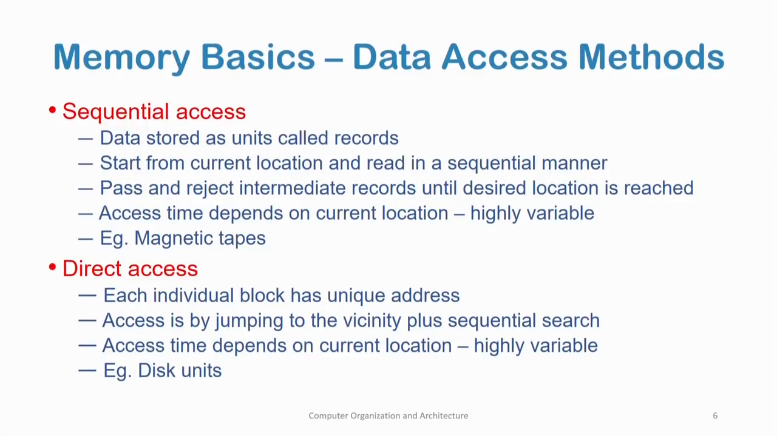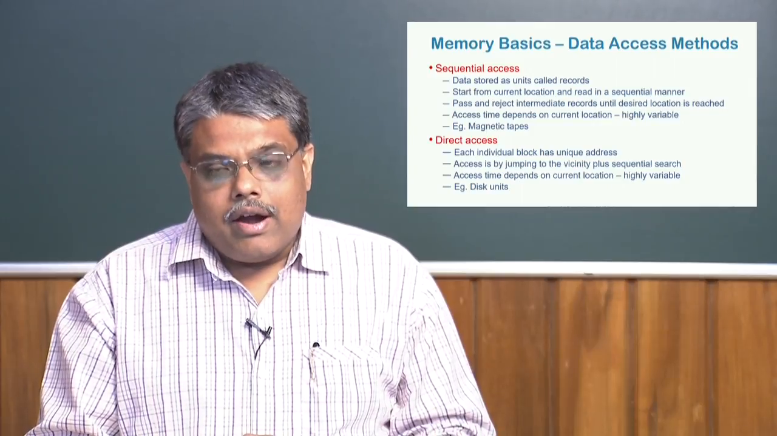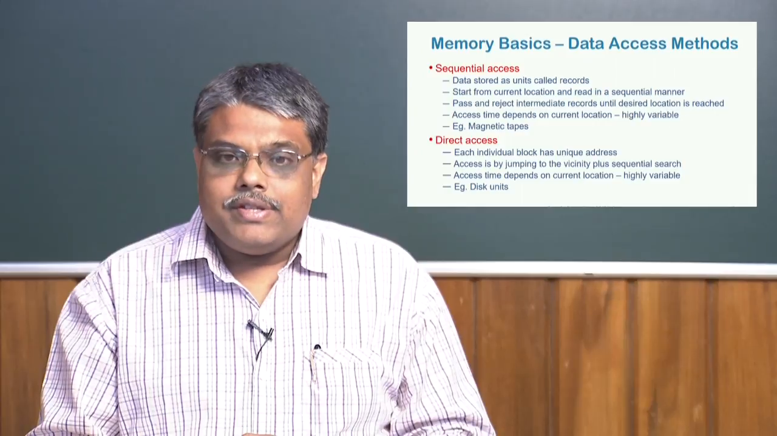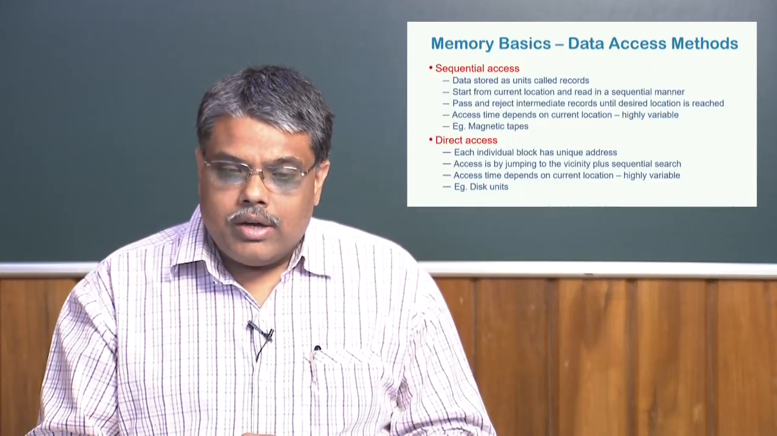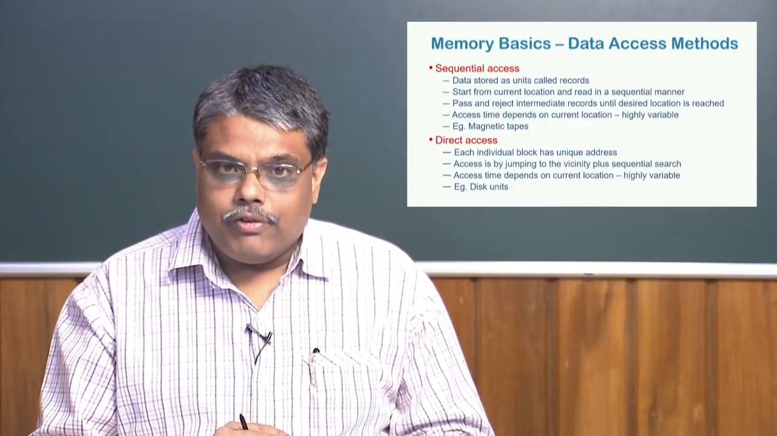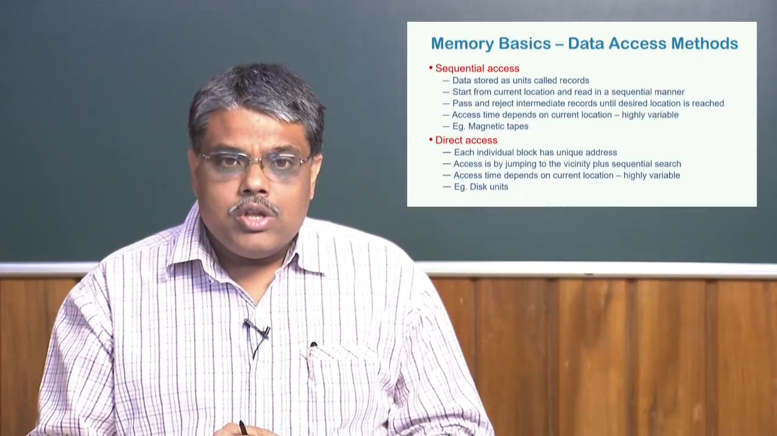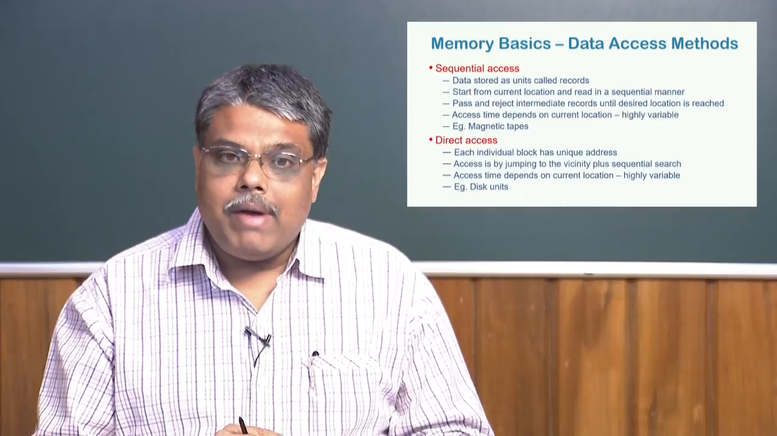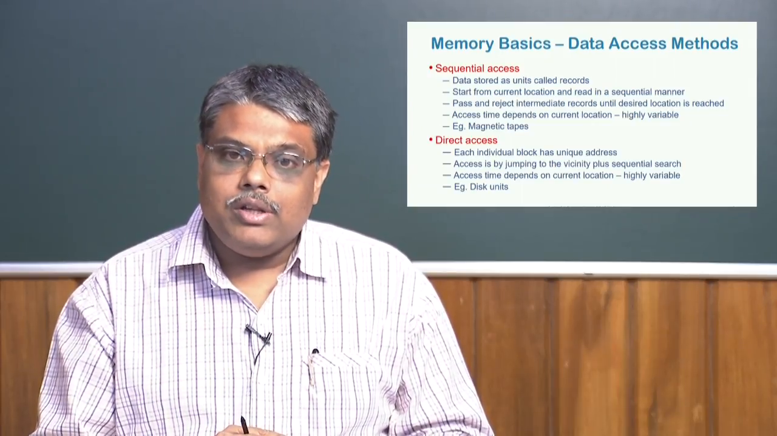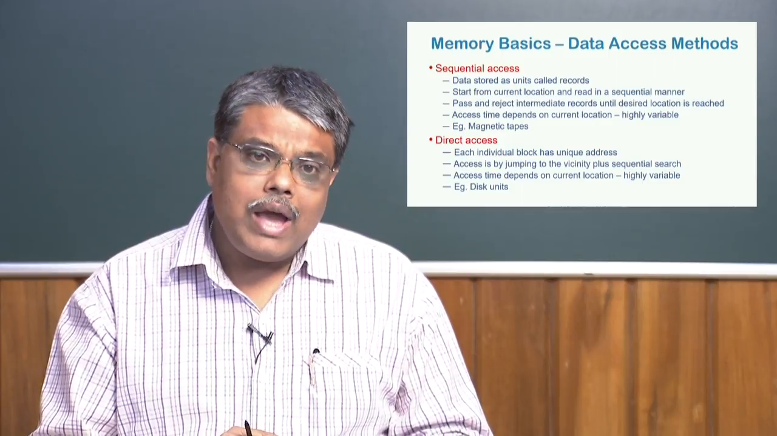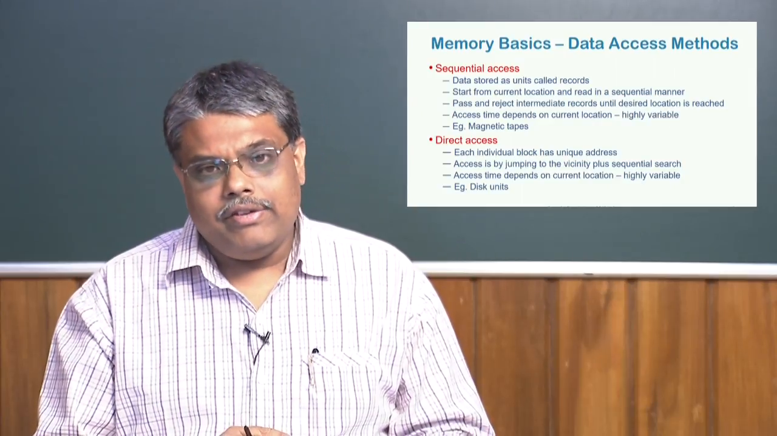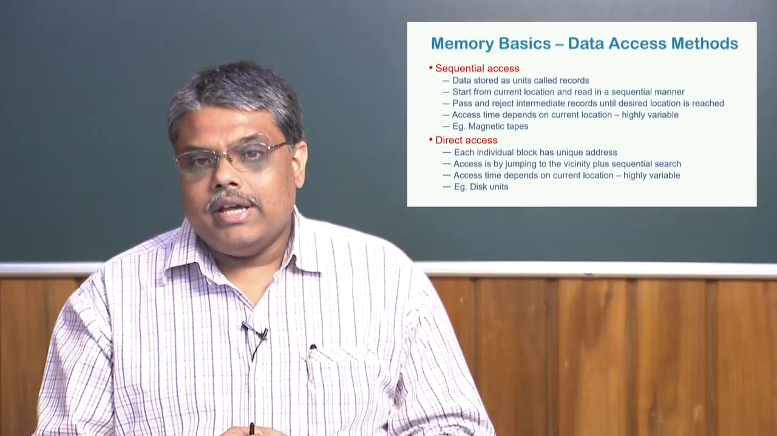Memory data access methods. We have different types of memories, and in these different types of memories there are various access methods. For example, we have sequential access memories in which data are stored as units called records, and data are referenced in terms of its current location. So, there is a read write head which is typically on the last location from which data was read or written to. So, we start from this current location and read in a sequential manner. We pass over and reject intermediate records until we reach the desired location. So, access time depends on the current location and is highly variable. An example of this type of memory is magnetic tapes.